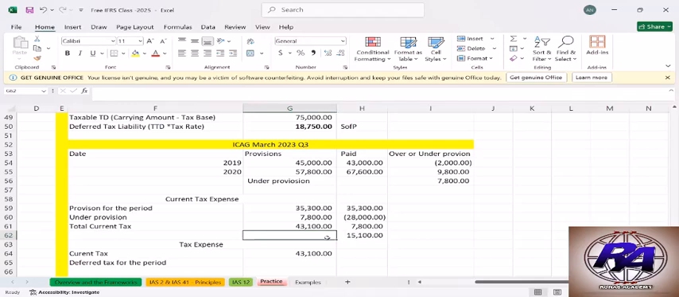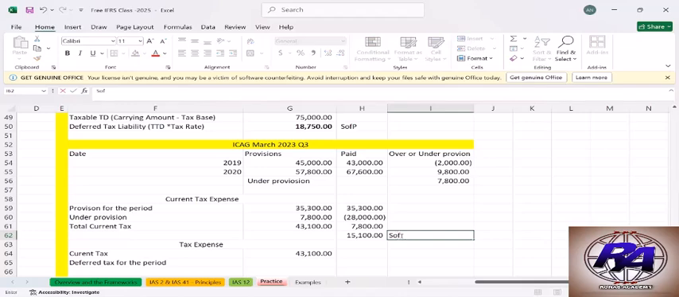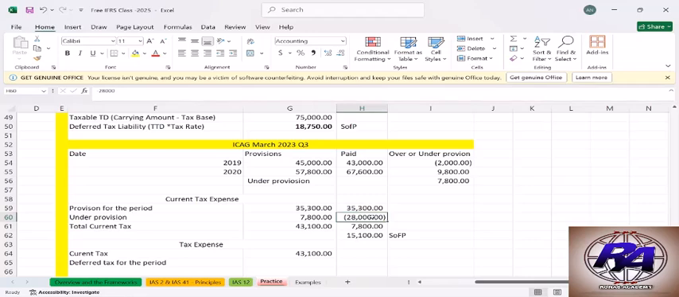Now this figure here is the closing current tax. This is what we will send to our statement of financial position. You see, it's the closing current tax. Why am I listing this figure? Because this is what we have in our account. This is not what we are sending to our profit or loss account, because we have determined that over here already, right? So the current tax is going to be the 43,100.